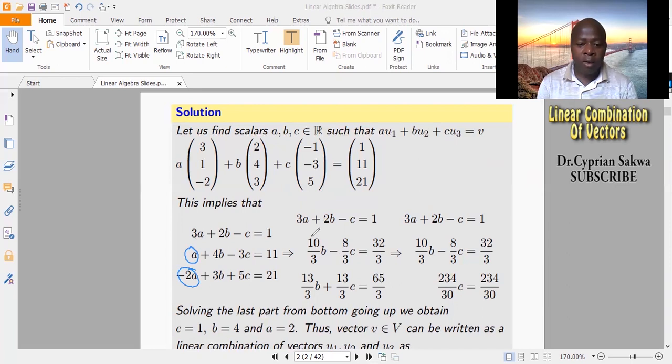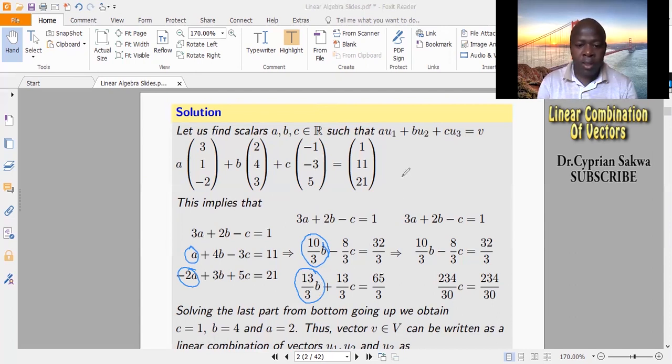What I now want is to use this element to clear the second column, but I only consider the elements below it. So I want the elements below it to be 0. So I want this element to be 0, in this position. So as you can see, this is 10b over 3, and this is 13b over 3. So how do I achieve a 0 in this position?